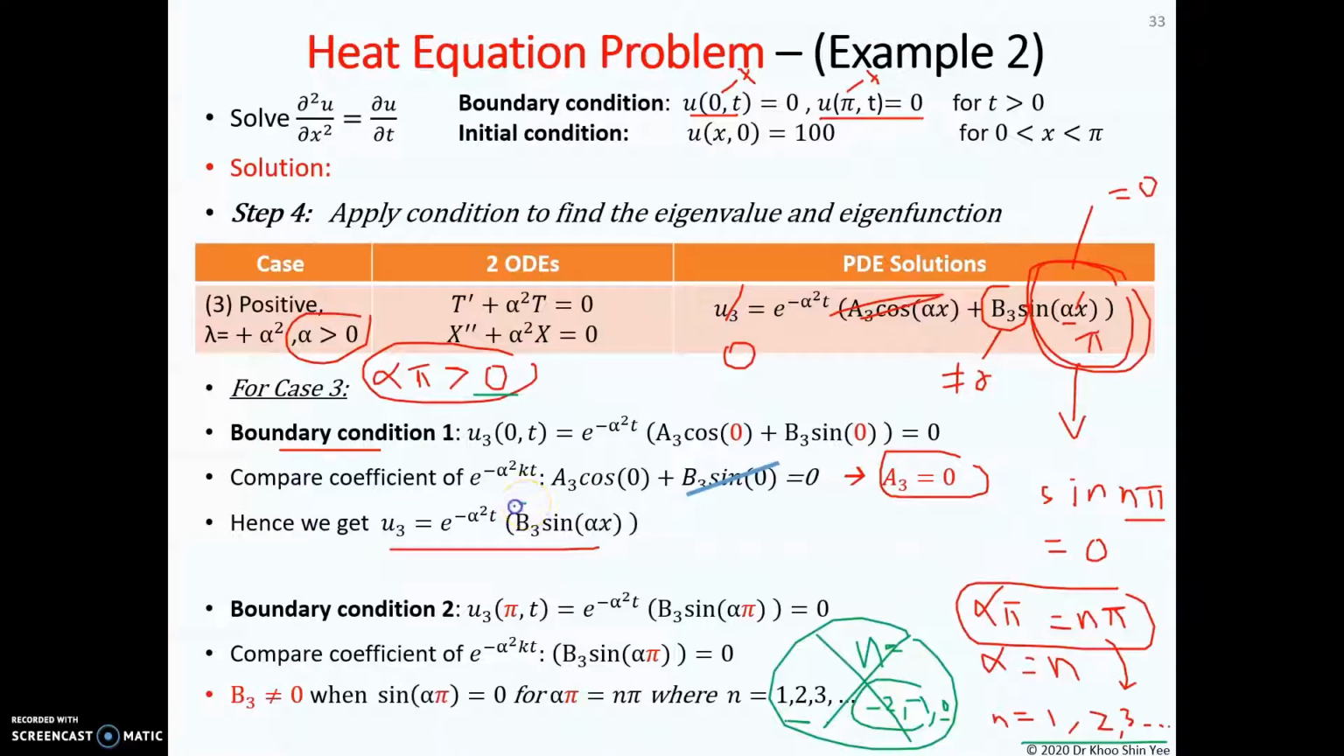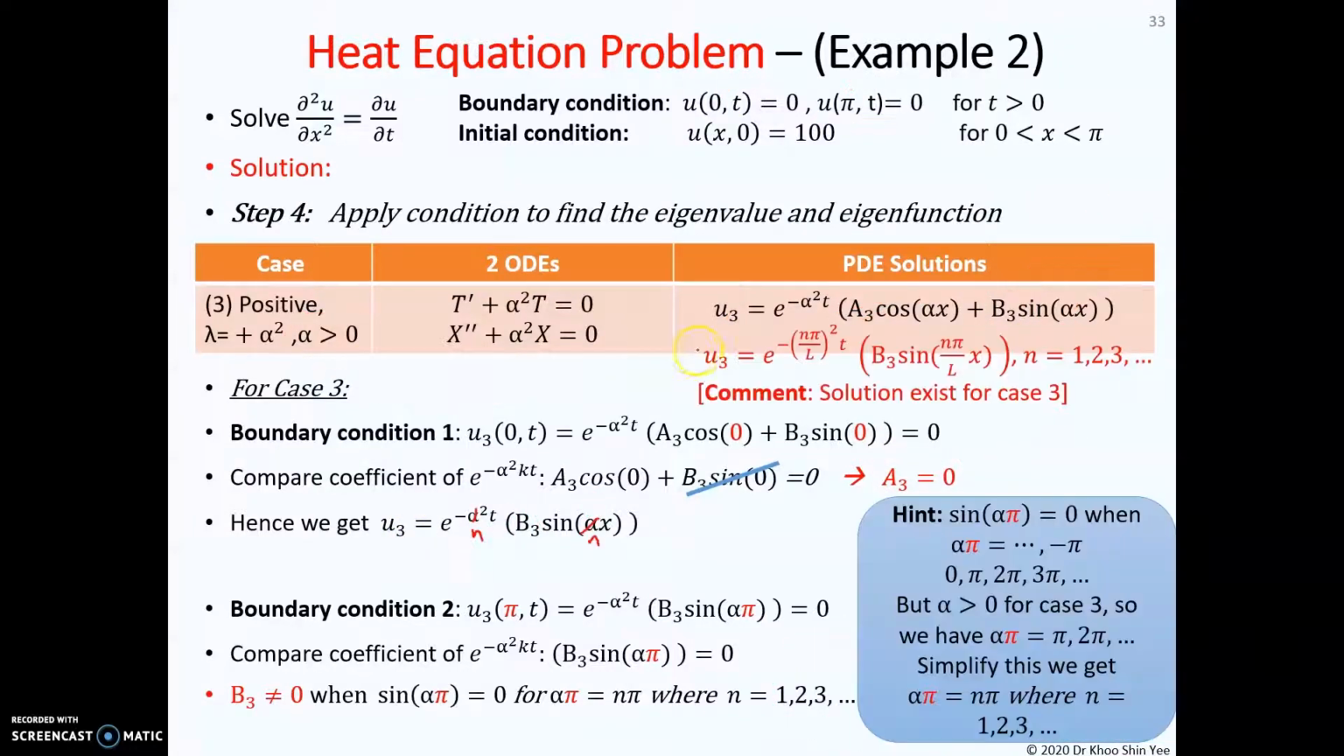Therefore, we successfully obtain the non-zero B3 when you substitute alpha equal to n from here. And your n is equal to 1, 2, 3 until infinity. So you can substitute the alpha inside here to be the n. Therefore, this is no longer a single solution. It will be a multiple solution with n index. With that, we successfully obtain the solution for the third case. There is a typo here. Please help me to correct this. So your alpha should be equal to n only.